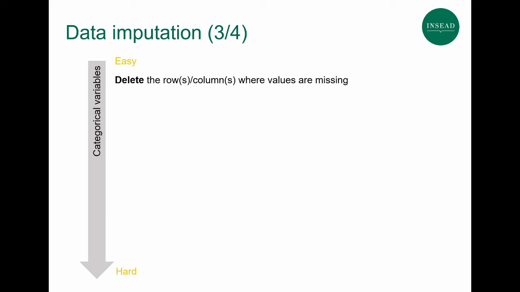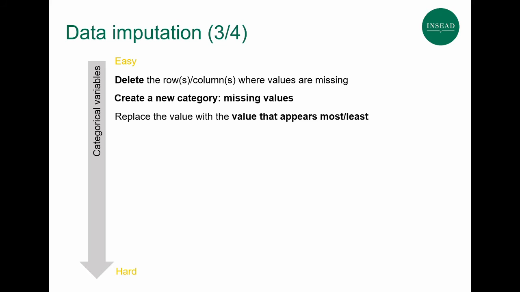Now, how does this change if we're considering categorical variables? Okay, well, deleting the rows and columns where the values are missing is still an option. What you can do now, which is quite nice, is create a new category, which is missing values. That can help. That can make things easier. So this is something that you weren't able to do for numerical variables.